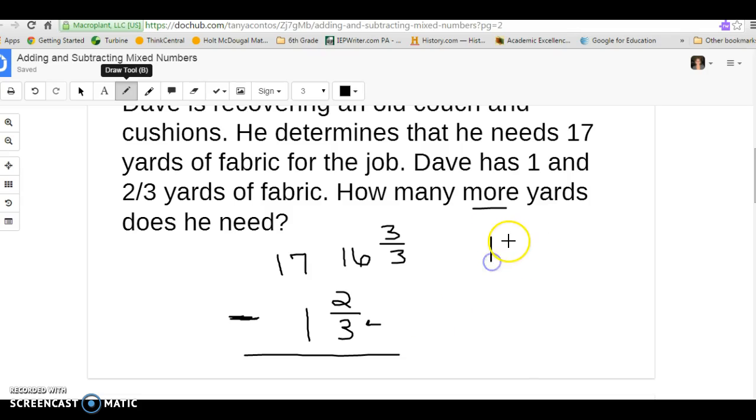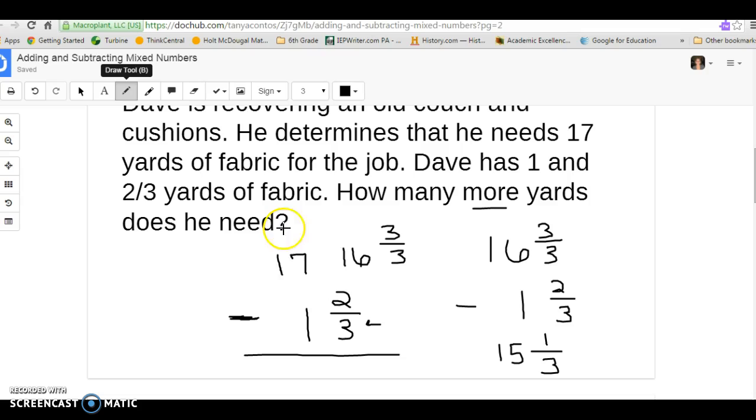So let me rewrite it over here. We're going to have 16 and 3/3, and we're going to subtract our 1 and 2/3. When we do that, 3 minus 2 is 1. Our denominator is 3. Our whole number, 16 minus 1, is 15. So the answer is 15 and 1/3.